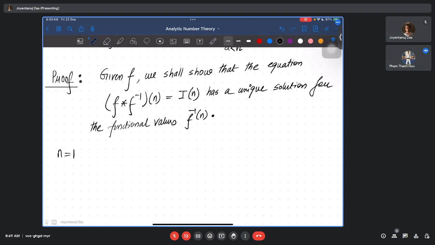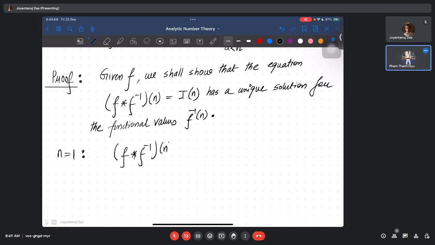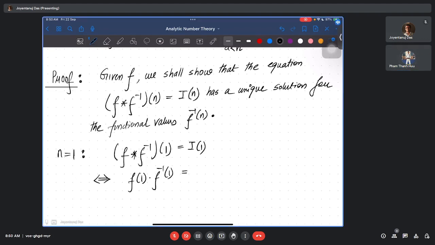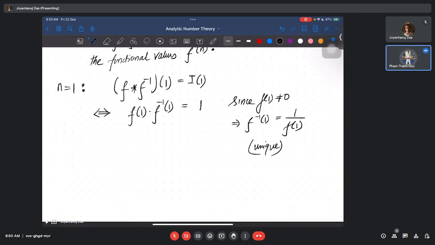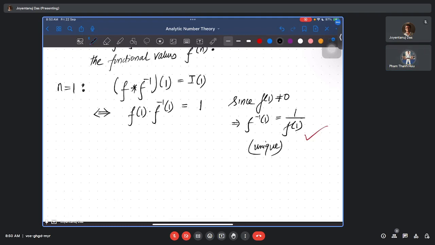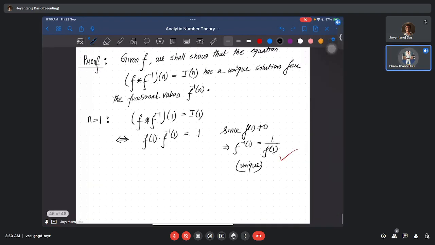First, n equals 1. For n equals 1, we know that f star f inverse of 1 is i of 1. This reduces, if and only if, f of 1 times f inverse of 1 equals 1. Now since f of 1 is not equal to 0, we can write f inverse of 1 as 1 by f of 1. So there is only one solution, and it is true for n equals 1.